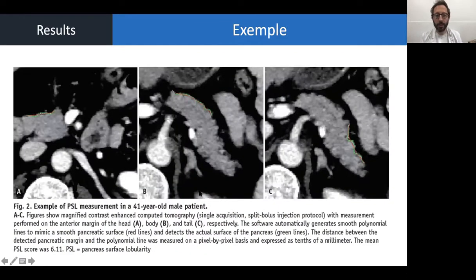This is one example here. You see a figure extracted from the publication in KJR. This is a 41-year-old patient, and you see that we could obtain individual measurements from the head, from the body, and from the tail, and the overall PSL was 6.11 in this patient.